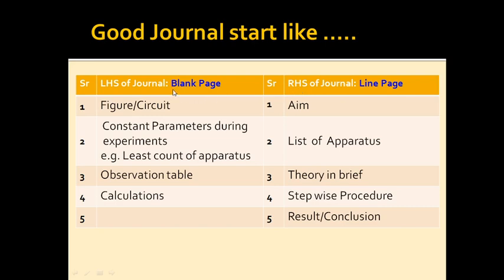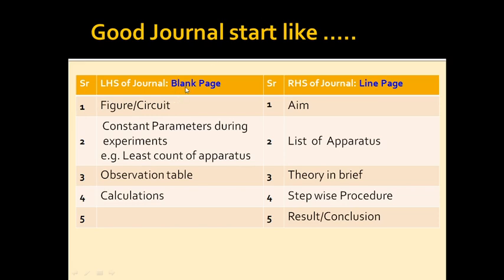Whereas the left hand side of the journal is the blank page, as it is titled on your paper, which will be provided by our department. What should be at the top of your left hand side? It should be either a figure related to your experiment, or the circuit. The second point is some constant parameters. If it is a mechanical experiment, then you should have the least count of the apparatus which is going to be used. Let us say you are using vernier calipers, then the vernier calipers least count remains constant throughout your whole set of data, so it is a constant parameter, and that should be the second point on your left hand side blank page.